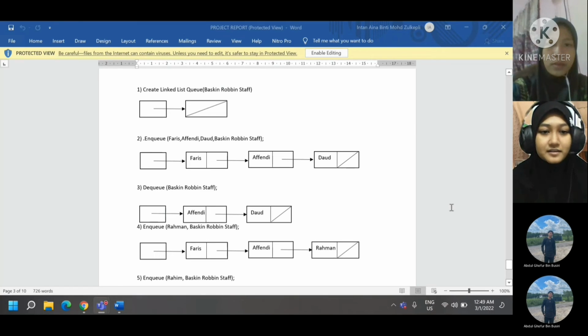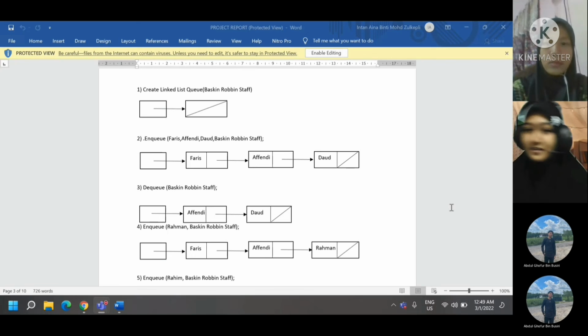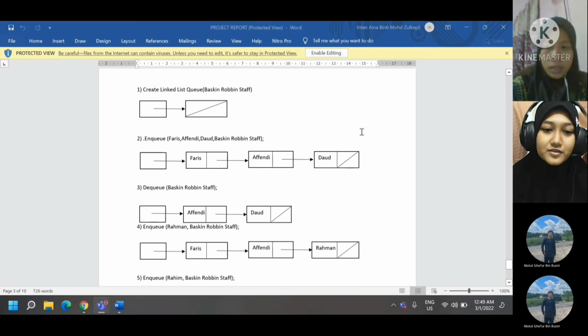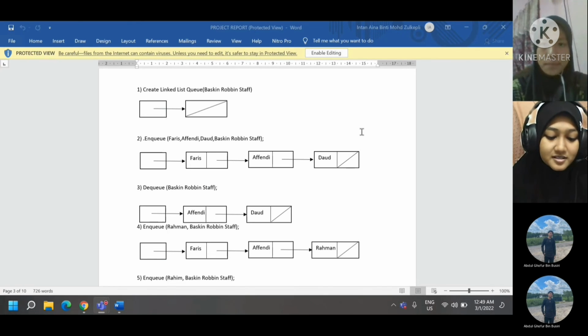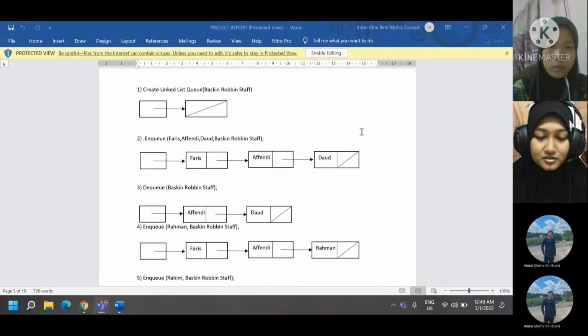So, first, we will create the linked list queue. So the diagram will become like this. For number 2, enqueue Faris, Effendi, Daud for Baskin Robbins staff, because they are 3 in a row to order the food.